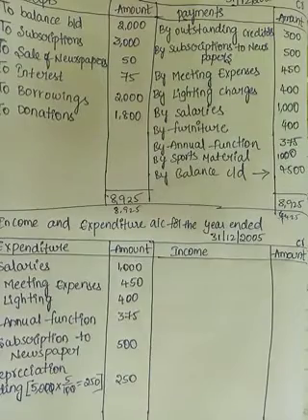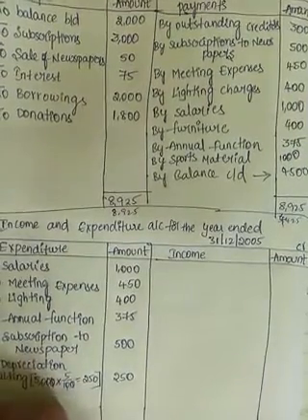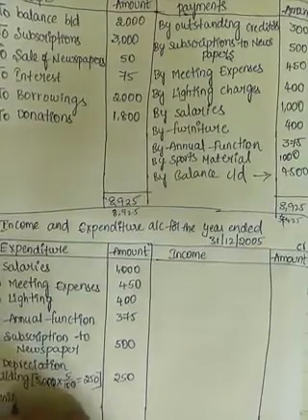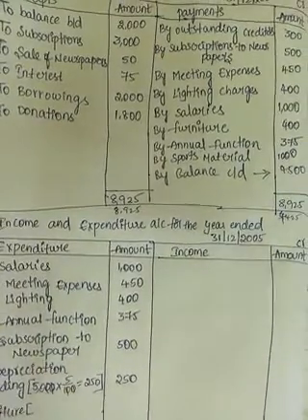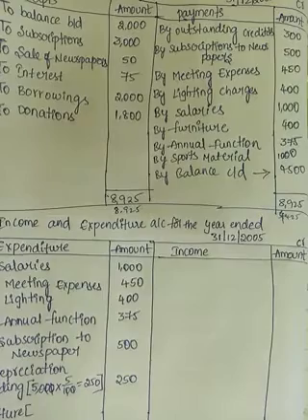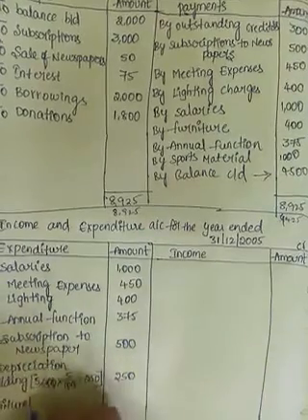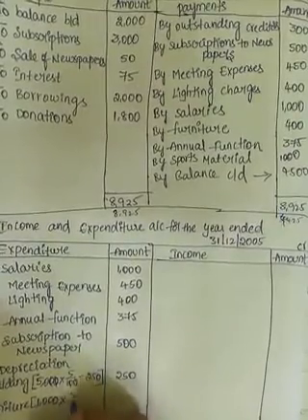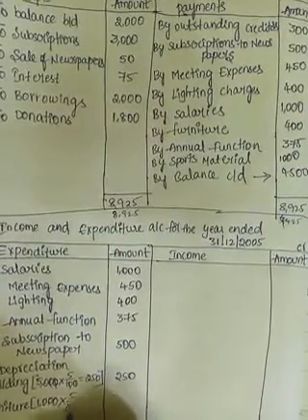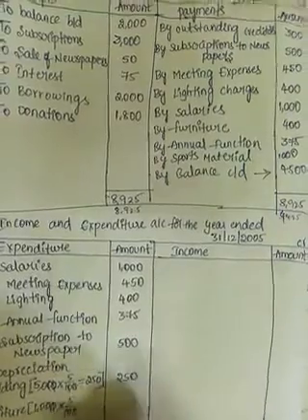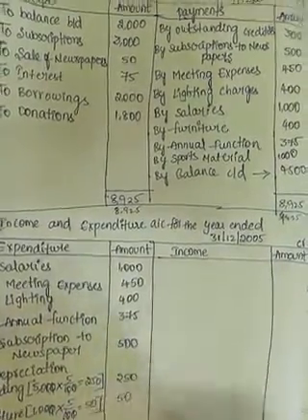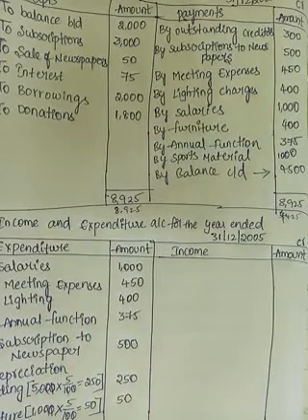Next is to depreciation on furniture. How much is the value of furniture? It is 1000. Rate of percentage is 5%. That is 5 by 100, which is 50. Depreciation on furniture is 50.